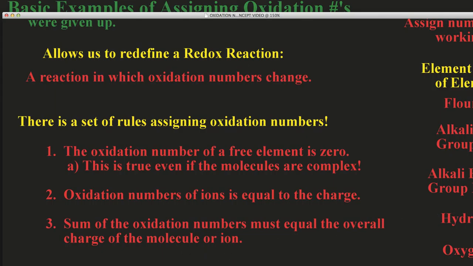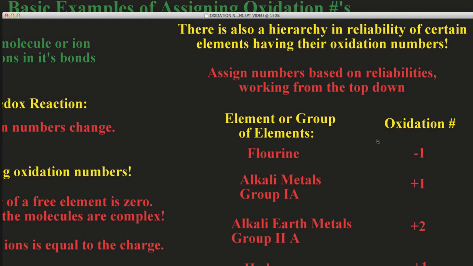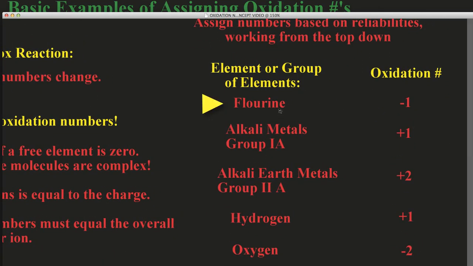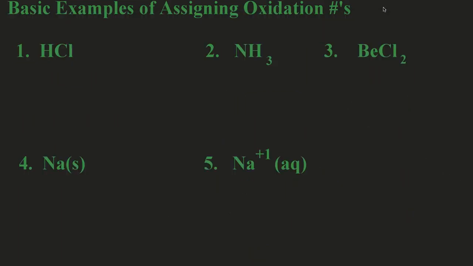Molecules have 0 charge. There is a hierarchy again, remember, for assigning this. There's a reliability. Fluorine is the most reliable, is -1. Then the alkali metals, alkaline earth metals, hydrogen, then oxygen. So that means that anything towards the top of the list takes precedence over the bottom of the list. Alright? And I'll give you an example of that probably on the next intermediate video. But back to these basic examples, let's take a look at what we have going on here.